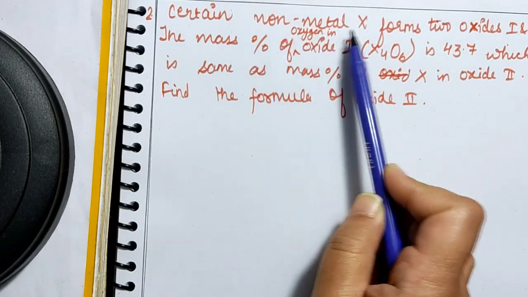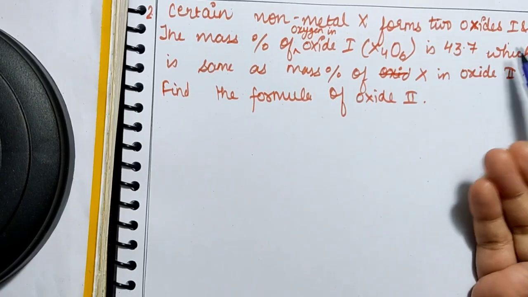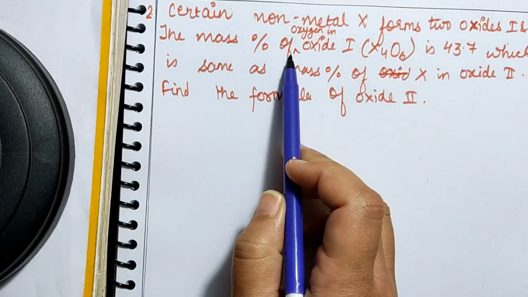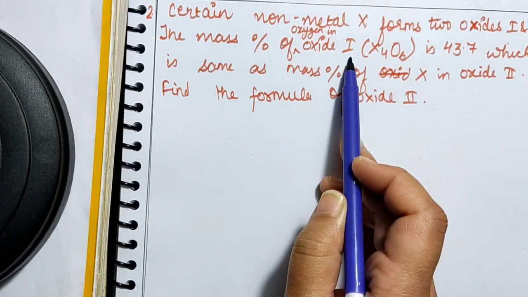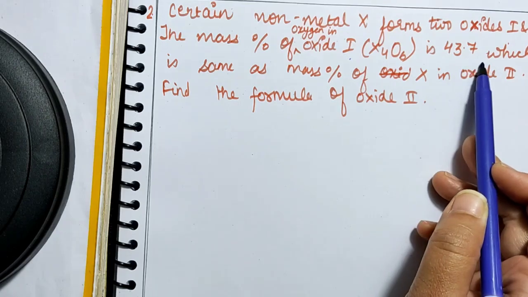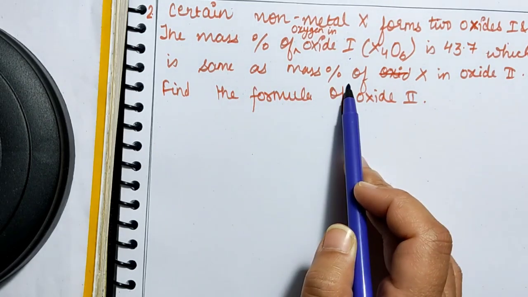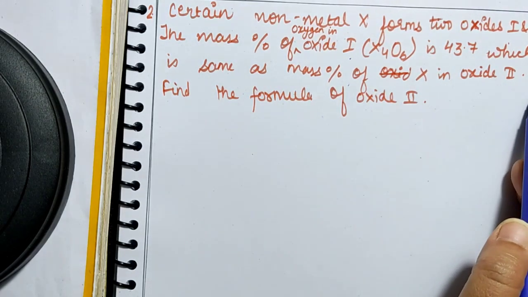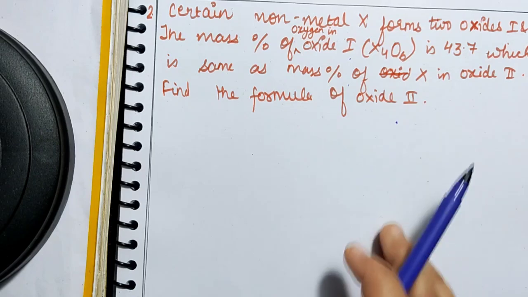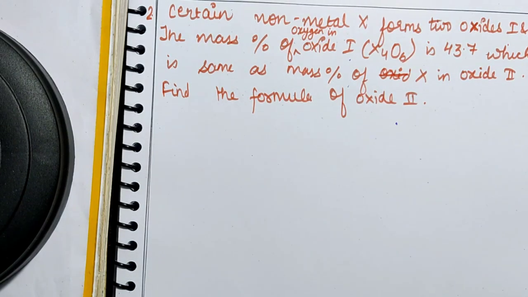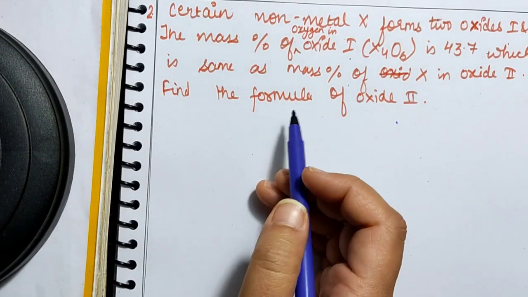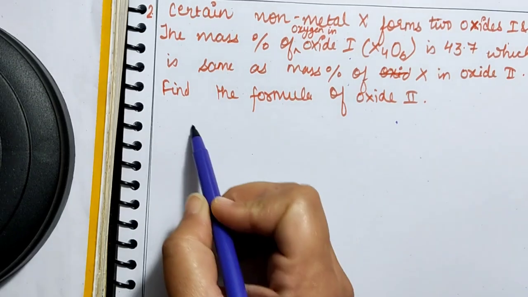A certain non-metal X forms two oxides, 1 and 2. The mass percentage of oxygen in oxide 1 is 43.7, which is the same as the mass percentage of X in oxide 2. Find the formula of oxide 2. We have to find the formula of oxide 2. So let's first write what is given to us.